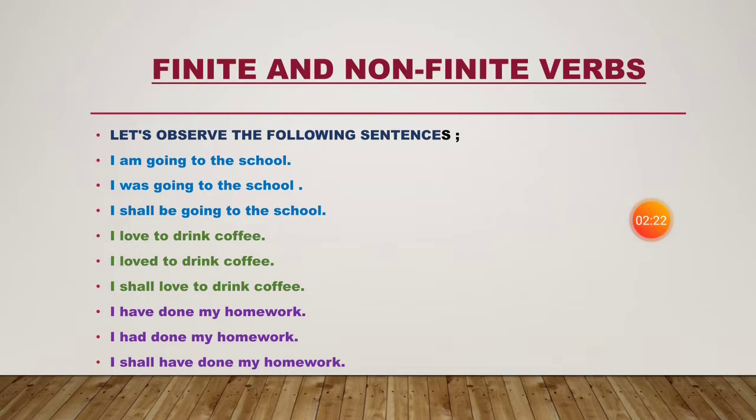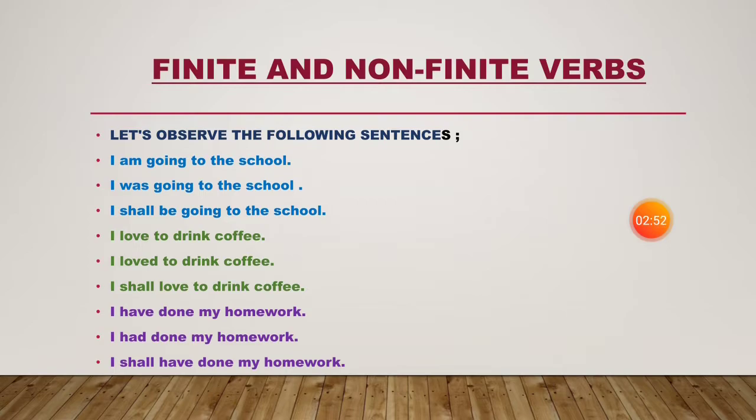In the next set of sentences, you can see: I love to drink coffee. I loved to drink coffee. I shall love to drink coffee. In these three sentences, again you can see to drink, to drink, to drink. It means to plus verb. These forms of verbs are not changing their forms.